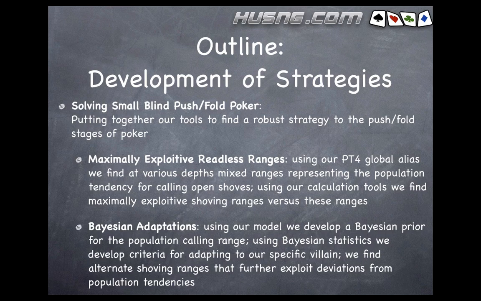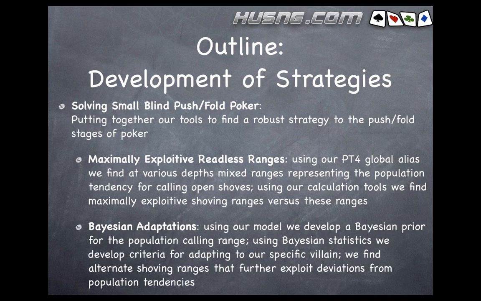The next part is something even more advanced, and that's making Bayesian adaptations. Again, we're going to use that model of the population that we built using the global alias, and develop a Bayesian prior on top of it, for the population calling range. We're going to look at how we can start getting reads on villain's calling range by looking at what he's doing. We'll use Bayesian statistics to develop criteria for adapting to our specific villain. As our estimator says certain things, we should make certain adaptations. And so we're going to find alternate shoving ranges that try to further exploit deviations from population tendencies.